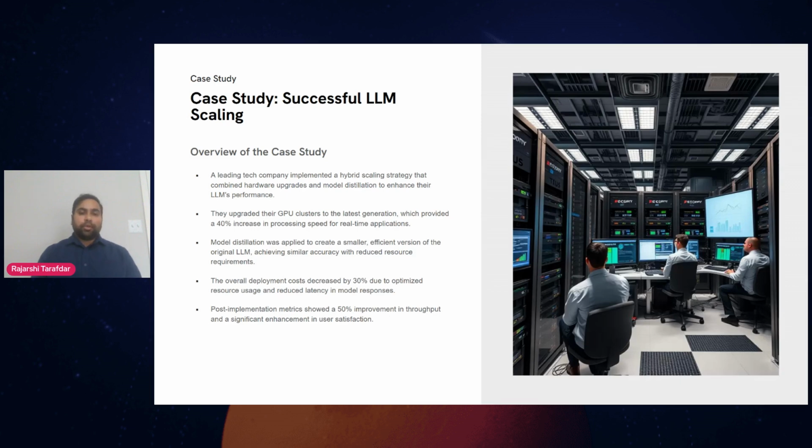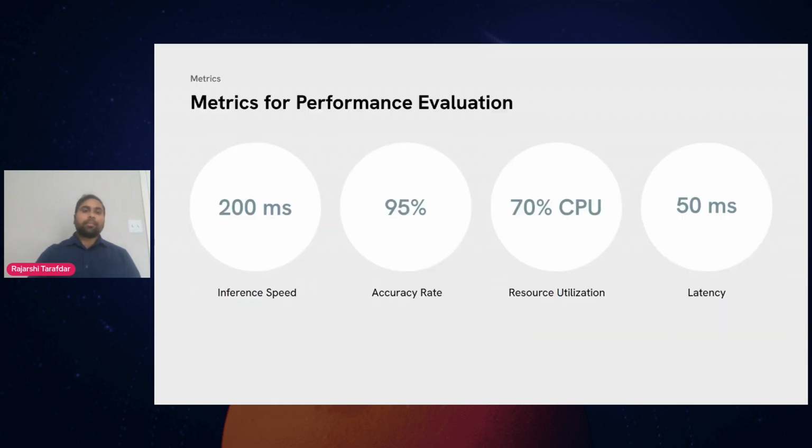And the post-implementation metrics show almost a 50% improvement in throughput and a significant enhancement in user satisfaction. Now coming to the various metrics for performance evaluation. Inference speed improved by almost 200 microseconds, accuracy rate is almost 95%, resource utilization is 70% CPU, and latency is 50 milliseconds. So these metrics we have taken into account for this performance evaluation.